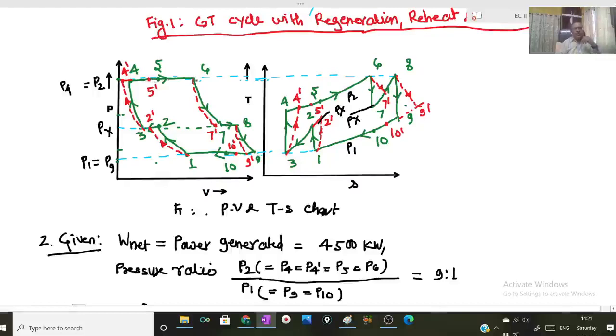5 to 6 represents isobaric heat addition in the combustion chamber 1, where 5 dash 6 represents actual heat addition in the combustion chamber 1. 6 to 7 represents isentropic expansion in the HPT. 6 to 7 dash represents actual expansion in the HPT. 7 dash 8 represents actual reheating. 7 to 8 represents ideal reheating.